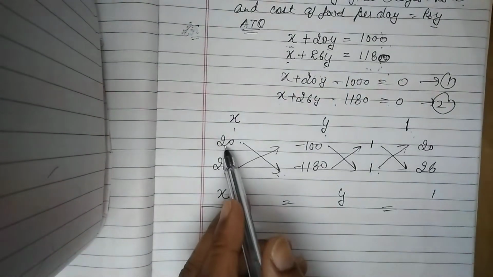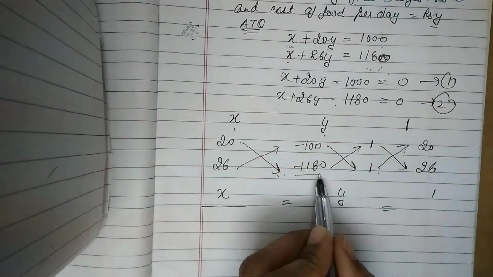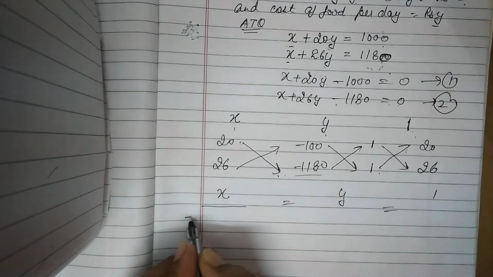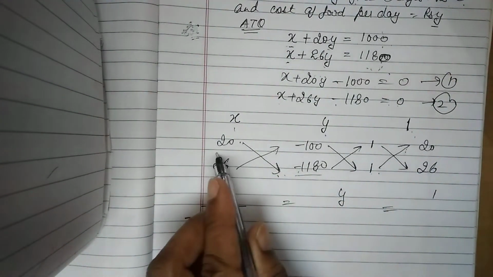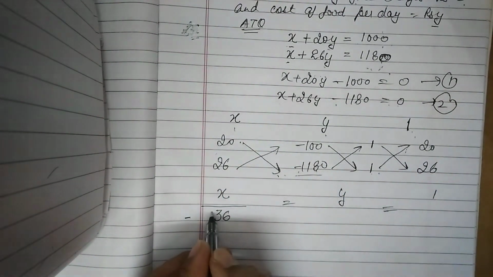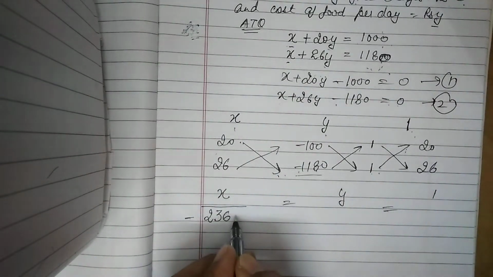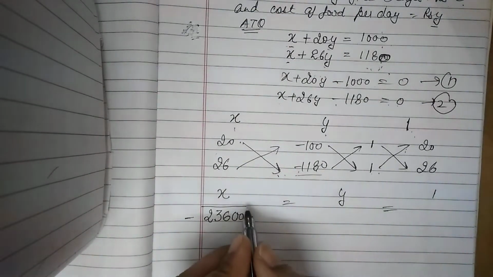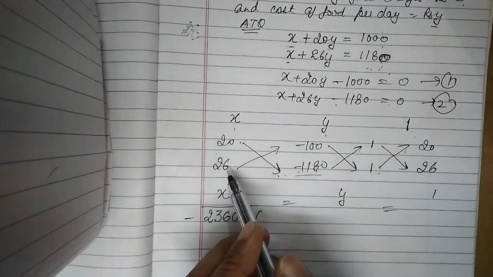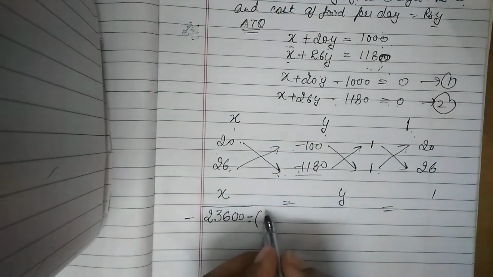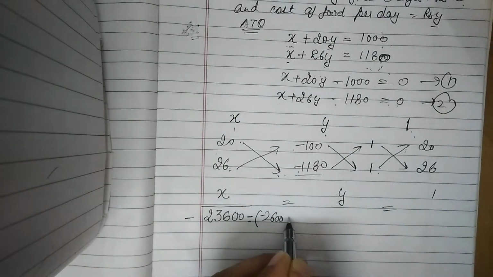Now multiply 20 with 1180. Whenever you multiply 20 with 1180, our answer is minus, because here is a minus. 2 times 8 is 16, 2 times 1 is 2, plus 3, that is minus 23600. This minus is in the formula. Always write the minus sign whenever you write the answer of a multiplication from downward to upward. Now 26 multiplied by 1000 is minus 26,000.